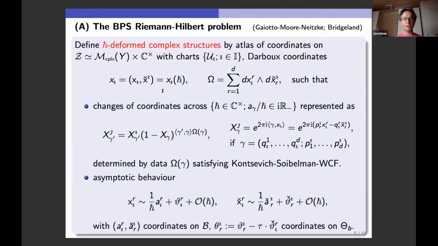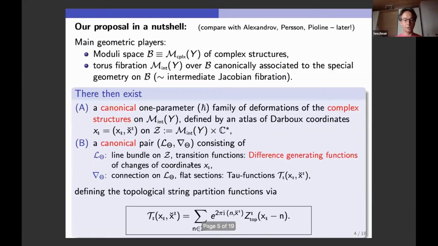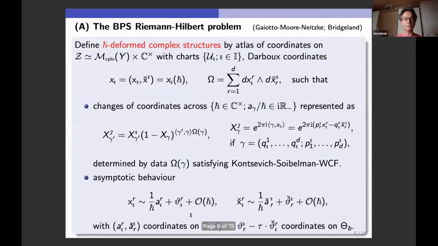You may note I have a little more than one maybe usually has, namely there is a polarization built in, which is kind of important because the polarization is going to be used in this formula where we have the x check coordinates and the x coordinates. So we need a polarization to write down such a formula.